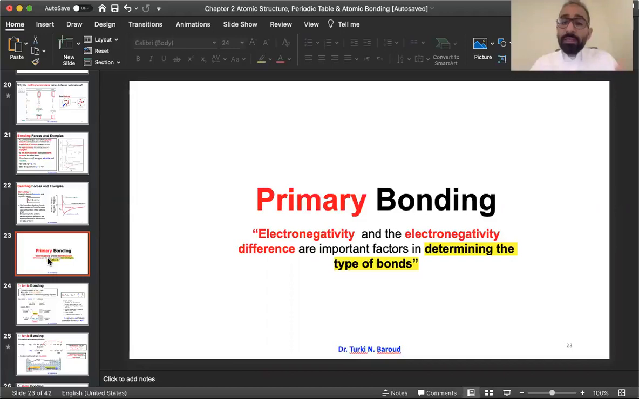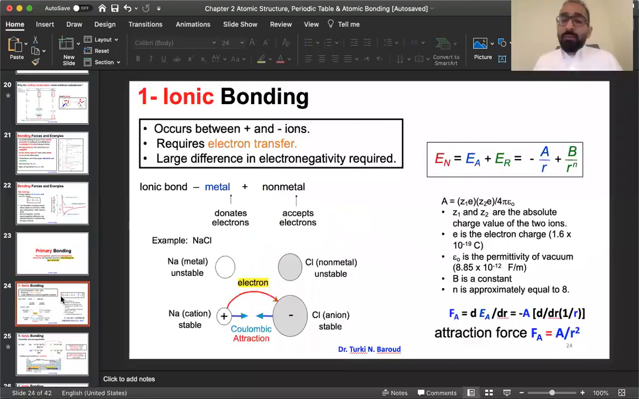And the primary bonding depends heavily on the electronegativity, whether they have a large difference in electronegativity or a small difference in electronegativity, that determines what kind of bonding we will have. Okay. Now let's start with the ionic type of bonding. I guess most of us are familiar with it. Typically, this happens when you have a large difference in electronegativity.